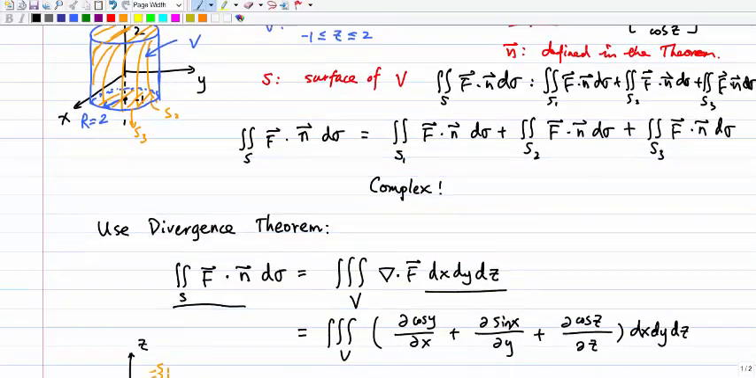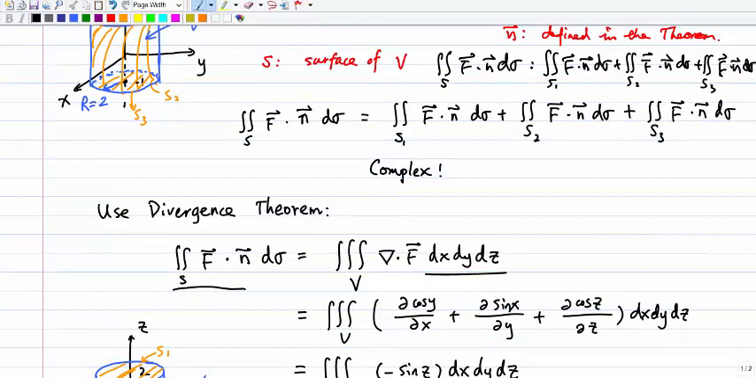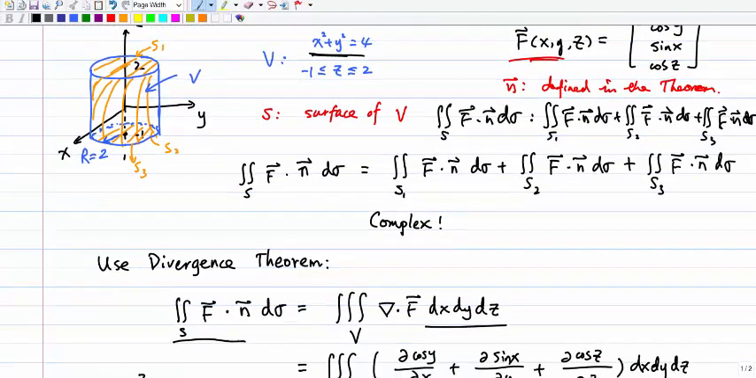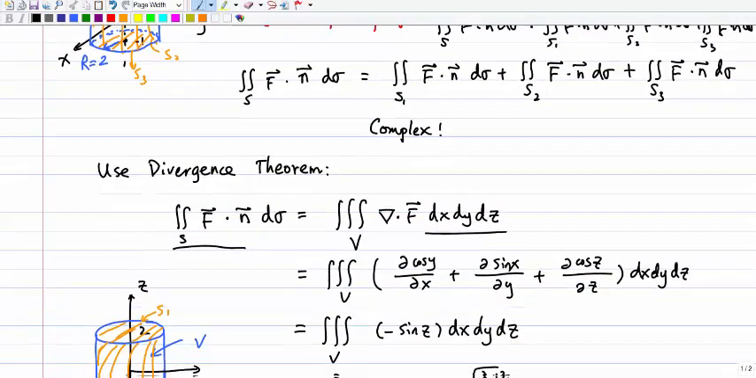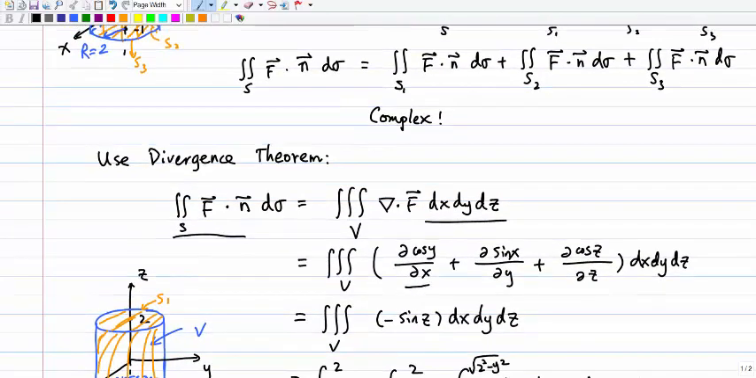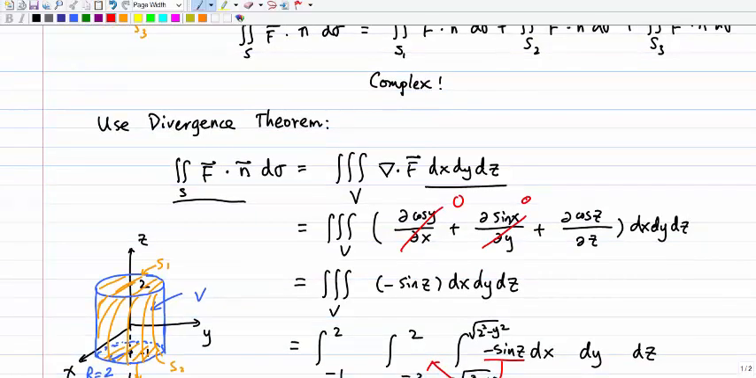Let's do some computation over here. Before I talk about how to figure out the bounds, because I have to compute the triple integral, I want to figure out the divergence of F. F is defined here with cosine y, sine x, and cosine z. So it's partial cosine y over partial x, plus partial sine x over partial y, plus partial cosine z over partial z. If you do that, this term is 0, this term is also 0, so you only have this last term, which is just negative sine z. So this becomes just the triple integral of negative sine z over the cylinder.